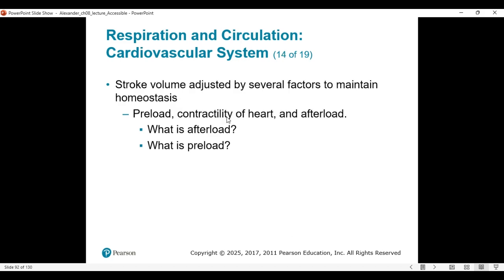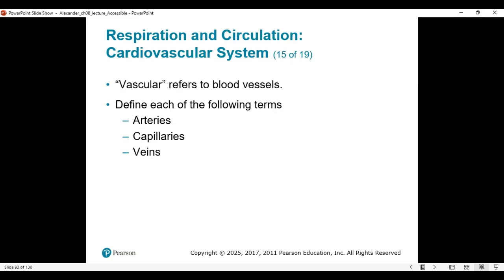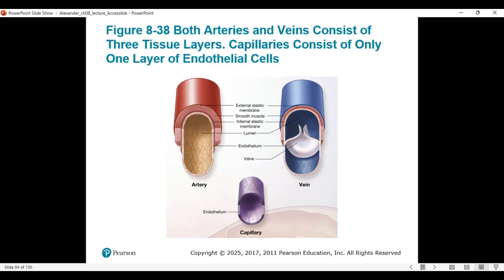We talked about this preload, contractility of the heart, and afterload. What is afterload? This is the resistance that your heart has to pump against of the vessels. And preload is the amount of blood coming back to the heart. Vascular refers to blood vessels. We have three different ones. We got arteries, capillaries, veins. Nice picture of it. The arteries and veins are three layered, where the capillaries just have one layer.